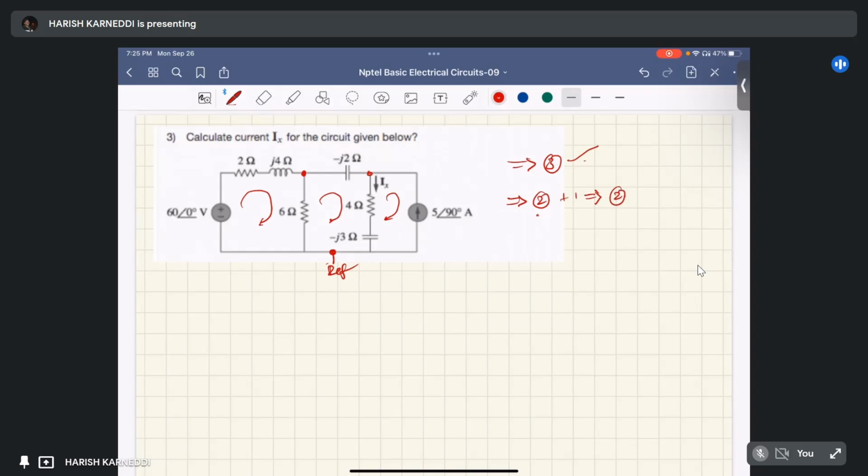It means to solve this particular problem, by applying KCL you will get 2 equations. It is easier. So we are going to apply the KCL equations, that is nodal equations, at these 2 nodes. Suppose these are V1 and V2 at these 2 nodes, and we will find out these node voltages, then we will find out this particular current Ix.